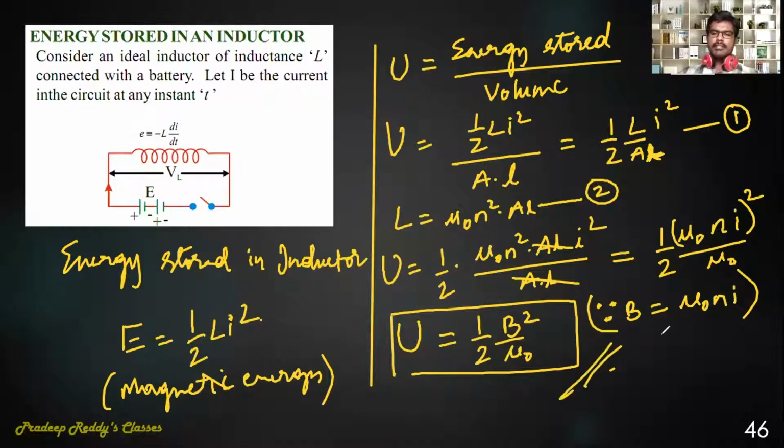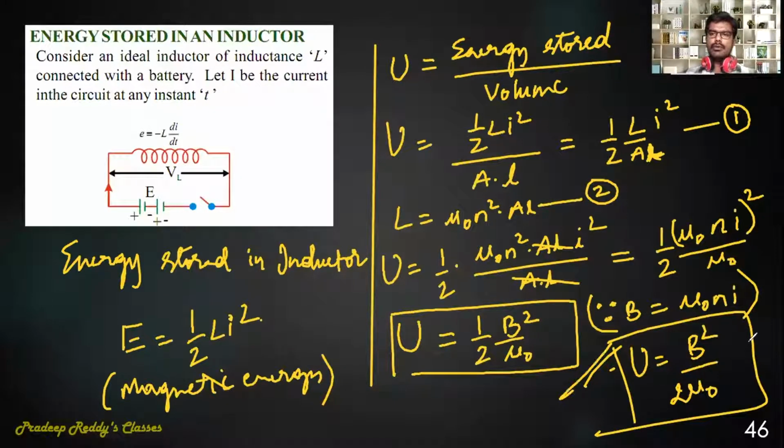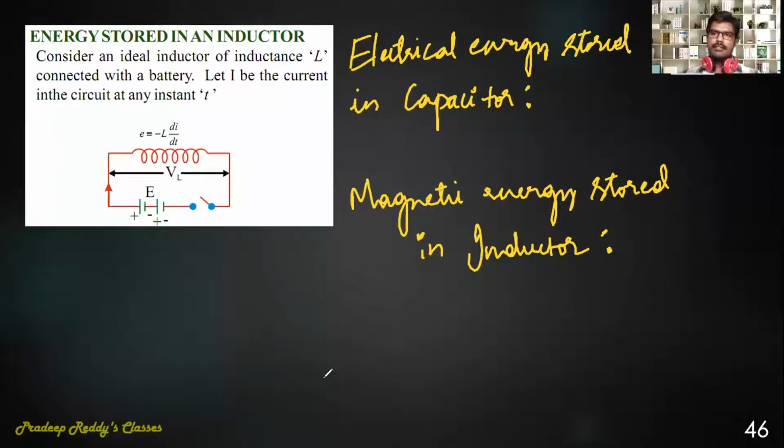Therefore, potential energy stored in any inductor will be in the form of B square divided by 2 times mu naught. This is magnetic energy stored per unit volume. In case of multiple number of turns, you can take it as potential energy stored in the solenoid. There is one difference between a capacitor and an inductor: inductor stores magnetic energy, capacitor stores electrical energy.